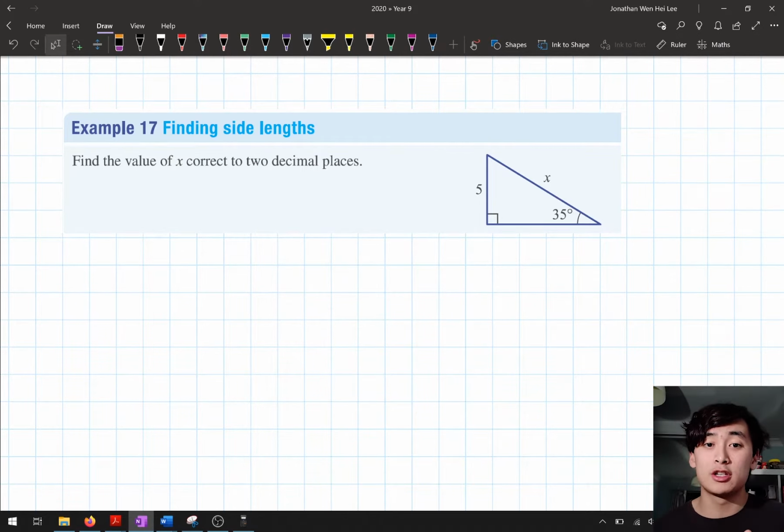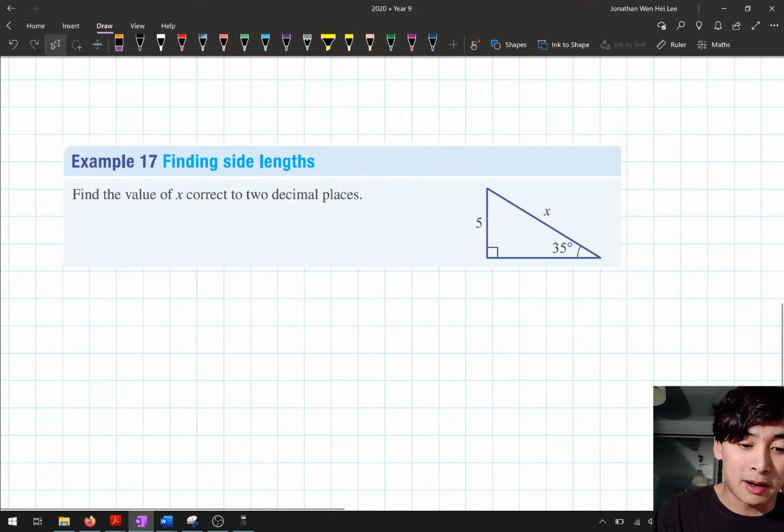Then you want to write an equation using the trig ratio and the angle and the sides. Then you want to rearrange it and then solve. So we're still going to do those exact same steps. Let's have a go at doing that for this question here. We want to find the value for x correct to two decimal places. First step, label and identify. Let's have a go at doing that.